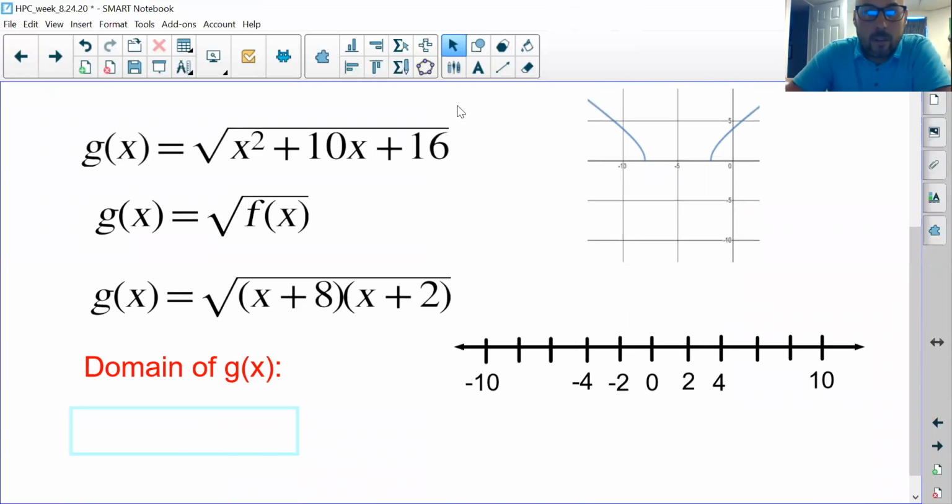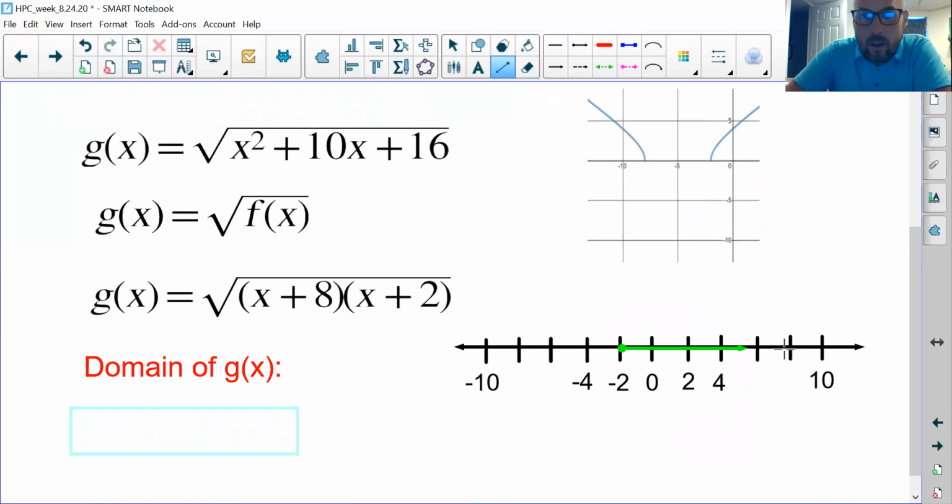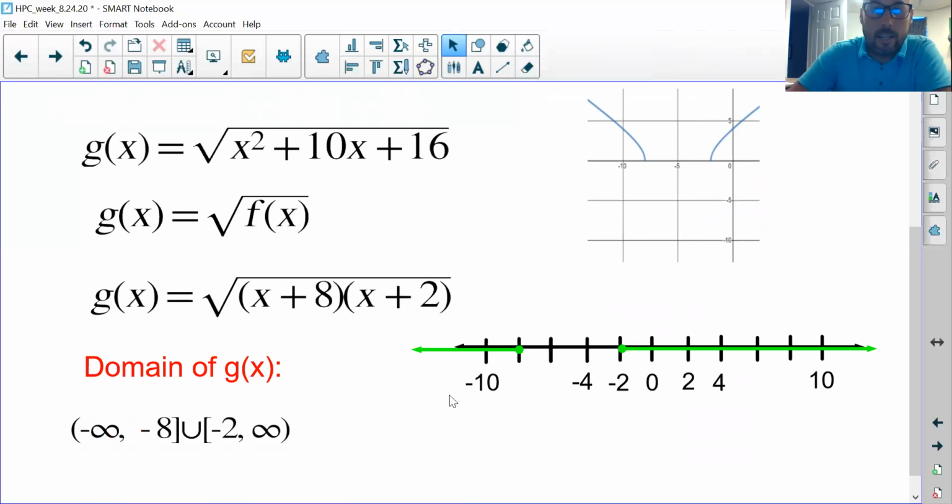So here's our number line. Always handy to have this available. So I want all possible numbers that are greater than -2, but less than -8. As you can see, it splits up my number line into 2 intervals. So your correct answer will have 2 intervals, from -infinity to -8, including -8, because you could take the square root of 0, and then from -2 to infinity.